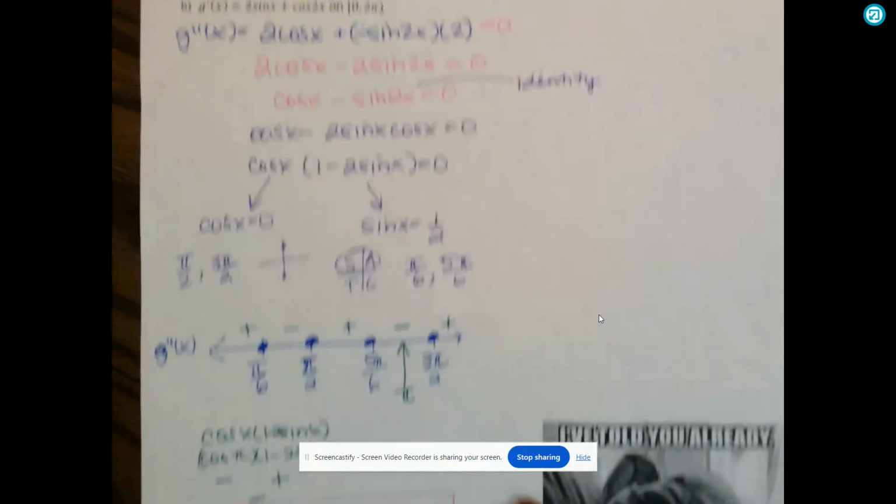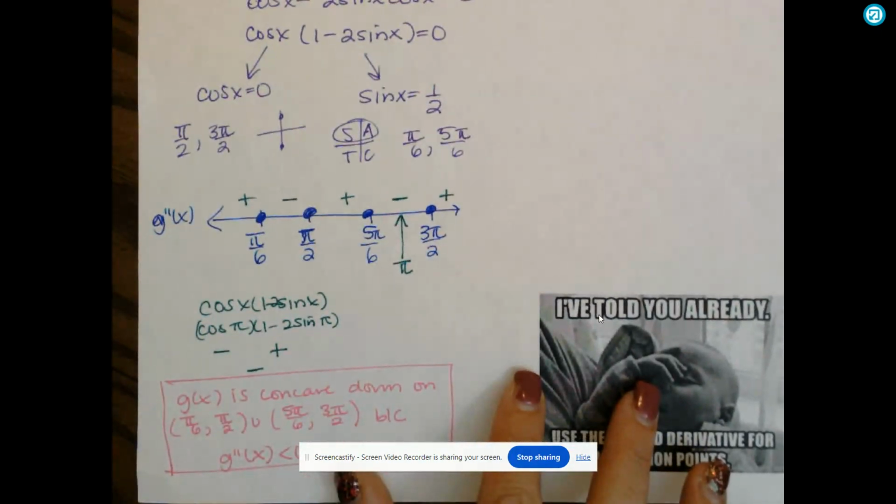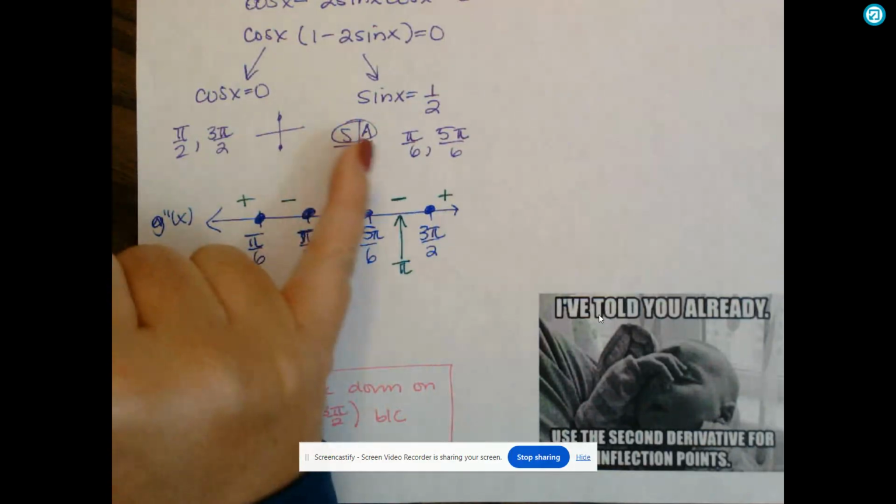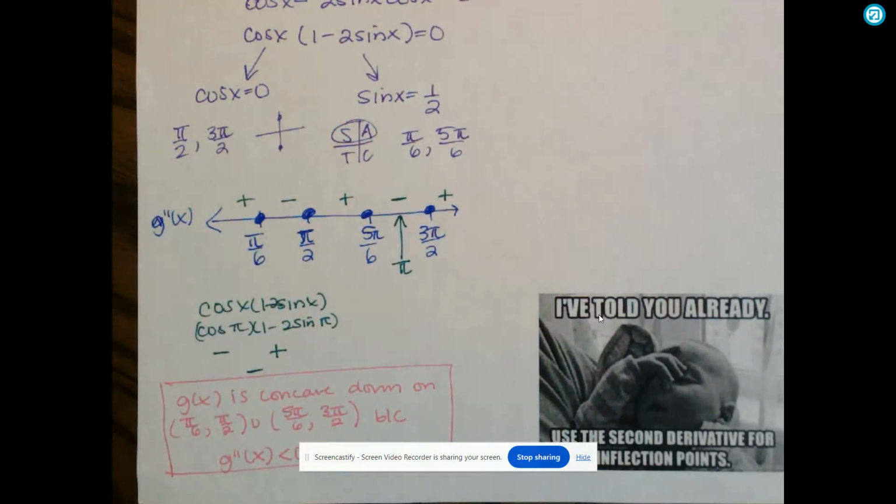I'll slide up a little bit and talk to you about what I did down here. So the outside was equal to 0. Then I had to solve sine for 1/2. Remember that happens in 2 quadrants, so that gave me the pi on 6 and the 5 pi on 6.